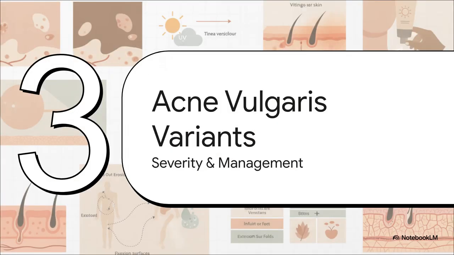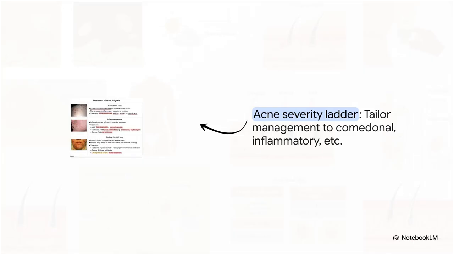Section 4. Acne vulgaris and its variants. Think of acne management as a strict, stepwise ladder. At the base, we have comedonal acne, closed or open comedones, usually on the forehead, nose, and chin. The first-line step here is topical retinoids, or salicylic, azelaic, or glycolic acid. If it progresses to mild inflammatory acne, meaning you're seeing papules and pustules, you add benzoyl peroxide to that topical retinoid. For moderate inflammatory acne, you escalate again by adding topical antibiotics, like clindamycin.